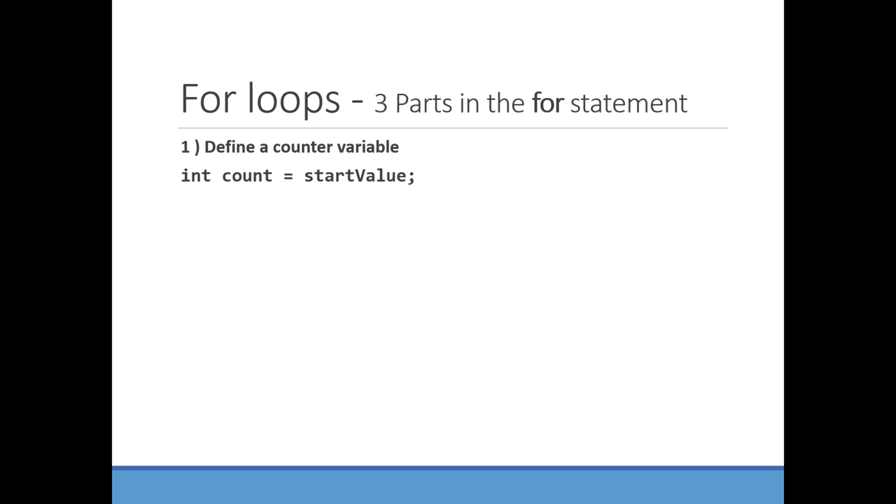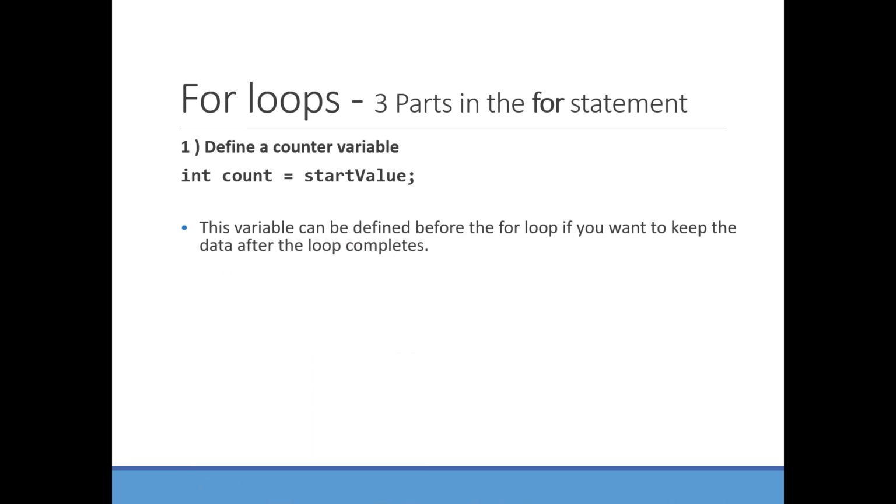So part number 1 is all about defining that counter variable. So here I'm actually creating a brand new variable, and it actually gets defined as part of the for loop. Now, I don't have to per se. What I mean by that is I can actually define the variable before the for loop if I would like. The benefit of doing that means that I actually have access to that variable when the for loop is done.